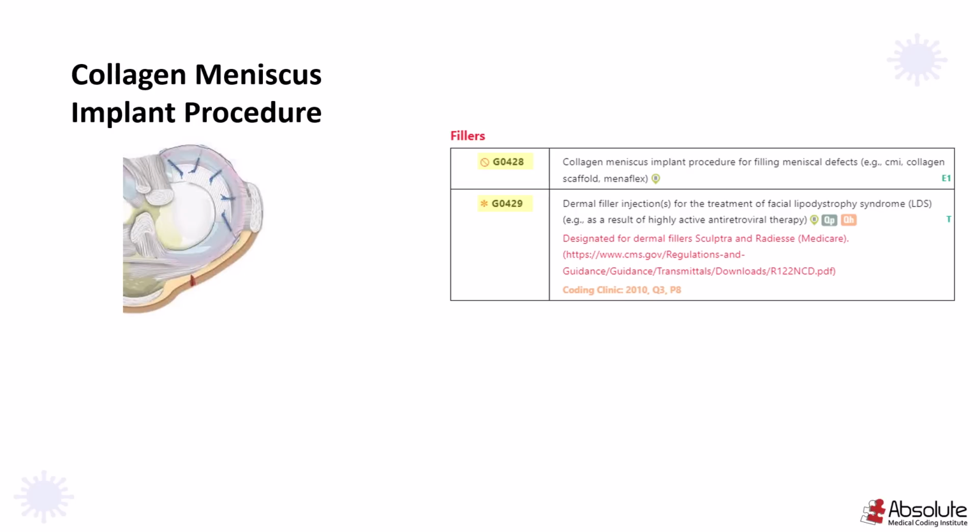And we are looking for a collagen meniscus implant procedure. So collagen is going to be our main term. Go to your alphabetic index, search for collagen. That will straight away lead you to meniscus implant procedure. All you have to do is verify. So let's go to the tabular list.